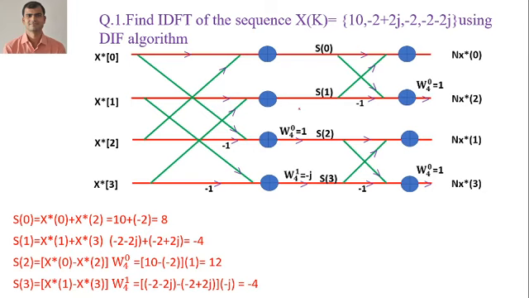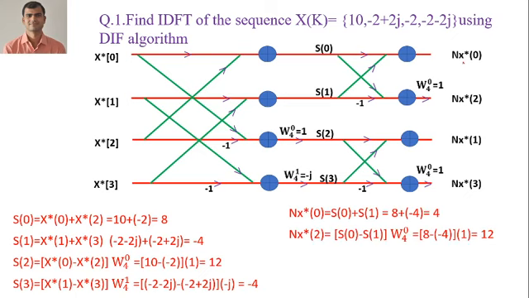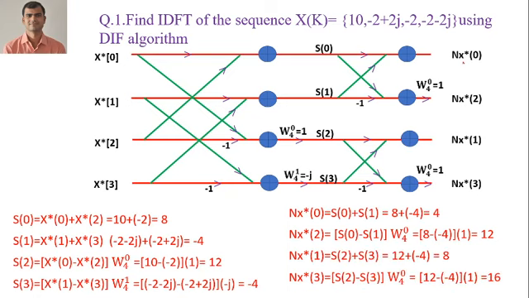Now after the output of stage 1 we have to find the output of stage 2. So to have the output of stage 2, we will be getting nx conjugate of 0, then nx conjugate of 2, then nx conjugate of 1, and lastly nx conjugate of 3 as 16. So as you can see here, it is the addition of S0 plus S1. So we have got the value of S0 here, we have got the value of S1 here.